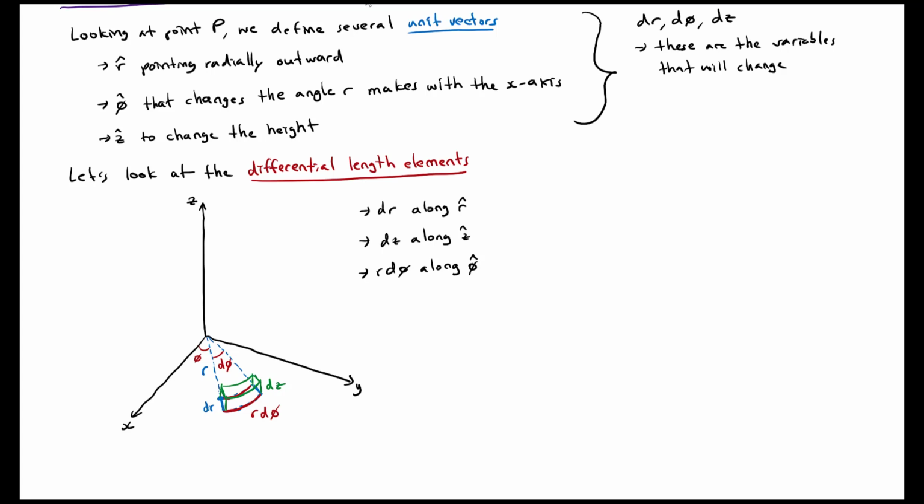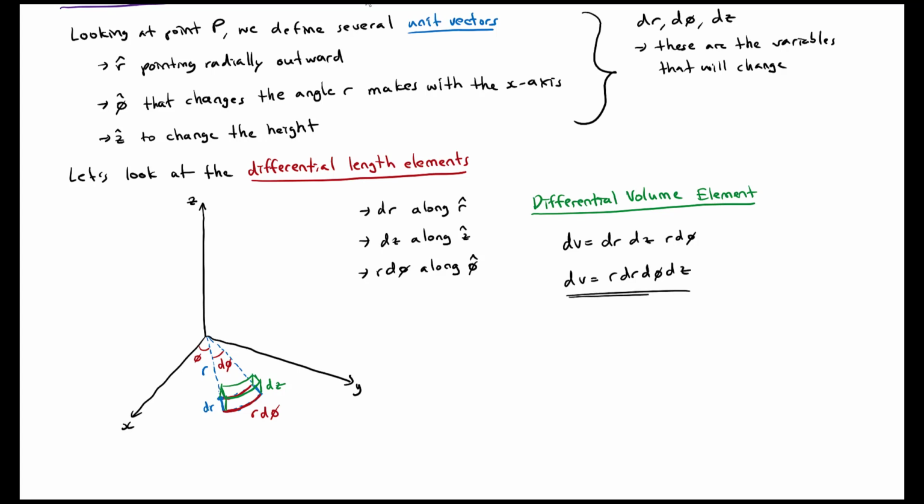So when we're trying to calculate the differential volume element, we're going to call this dV. If we're trying to find the volume of something, we're going to multiply length by width by height. And the differential length elements give us exactly that. So we're going to multiply dr by dz by r d phi. That gives us dV is equal to r dr d phi dz. So this one's very important to know.